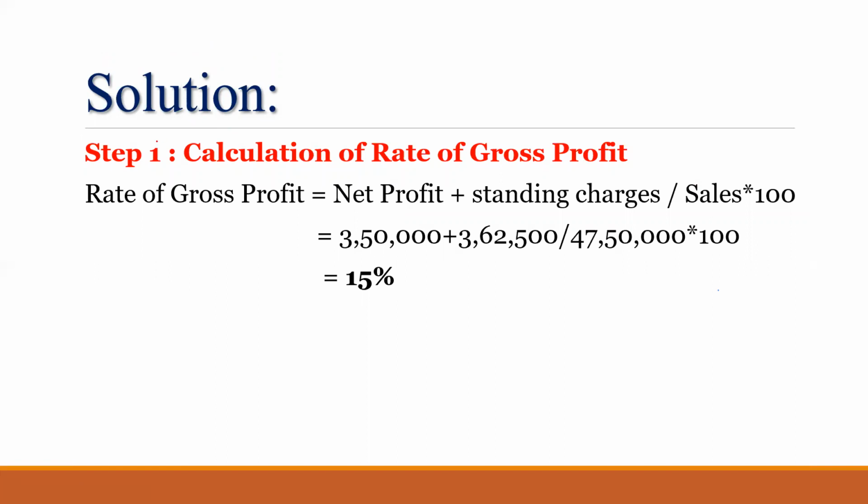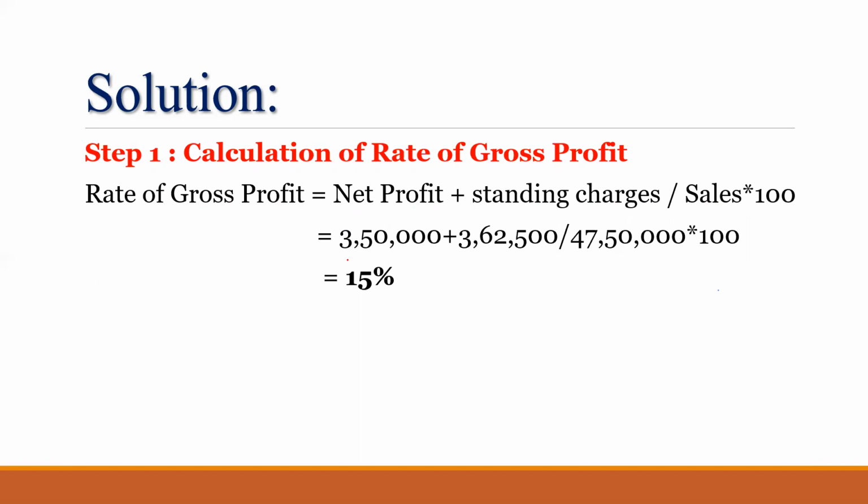So we have learned there are various steps involved in the calculation of loss of profit or the net claim to be lodged at the time of loss of profit. So the first step is the calculation of the rate of gross profit. So it's simple to calculate. So how to calculate the rate of gross profit? That means net profit plus standing charges by sales into 100.